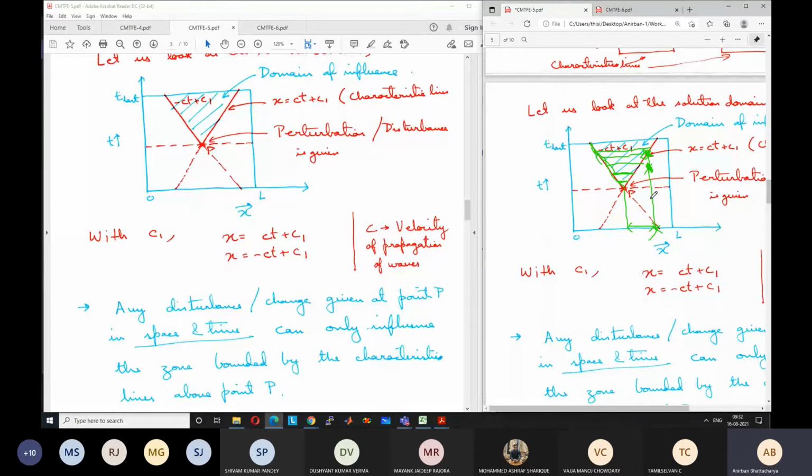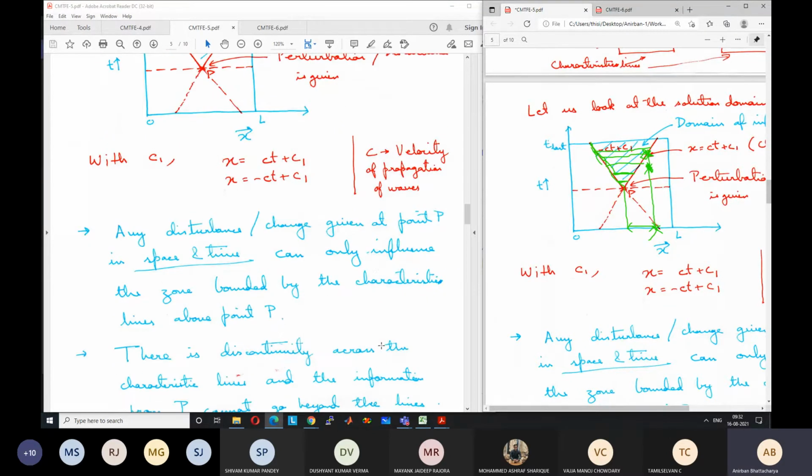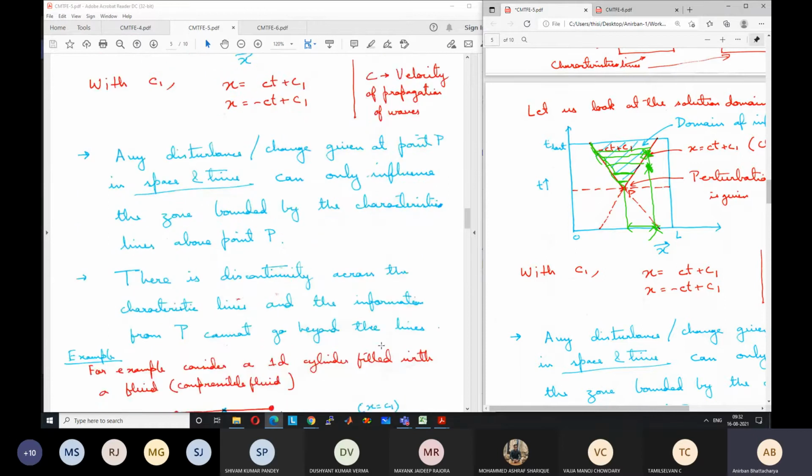So there is a discontinuity across the characteristics. The discontinuity is in the second order derivatives, not in the value of u. And information from P cannot go beyond the line.